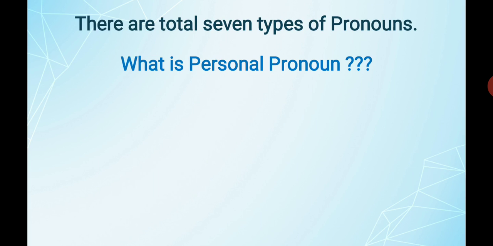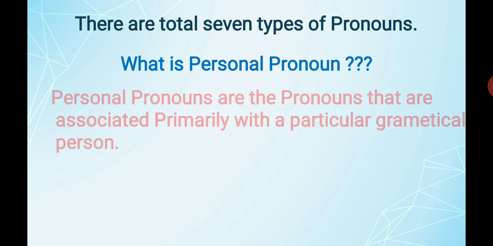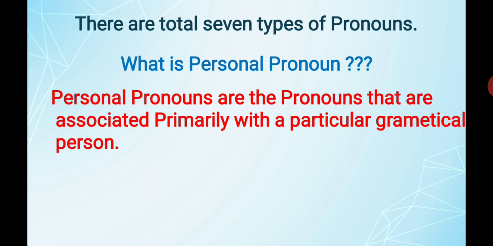Now what is the personal pronoun? Let's see. Personal pronouns are the pronouns that are associated primarily with a particular grammatical person. It means, what is the grammatical person? You already know about the person. Person means a name of a human being, right? But here grammatical person means first person, second person and third person.